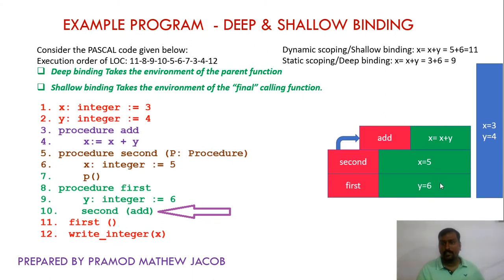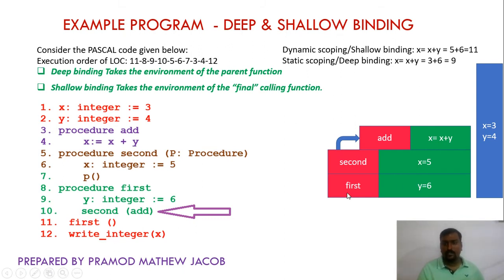So inside the first there is a value of y which is 6. That 6 value is considered by using the concept of closest nested subroutine rule. So the value of x will be updated as 5 plus 6, which is equal to 11 in shallow binding. In case of deep binding or static scoping, it will take the environment of the parent function. Here the parent function is first.